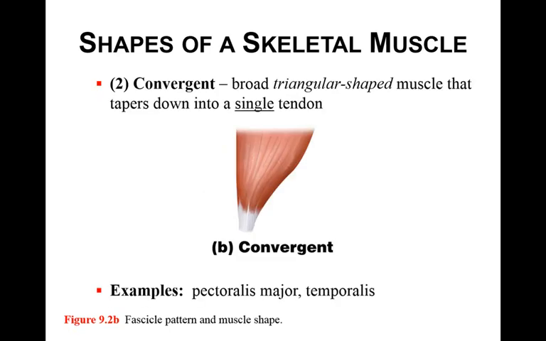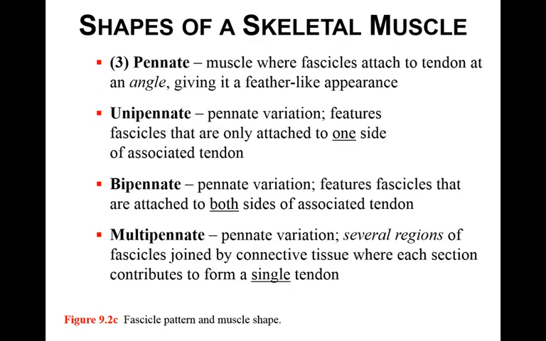Okay. All right, the second one is called convergent. This is basically a triangular shaped muscle. It tapers down to a single tendon. Pectoralis major and temporalis are two great examples of a convergent muscle. All right, then you have your pennant group.